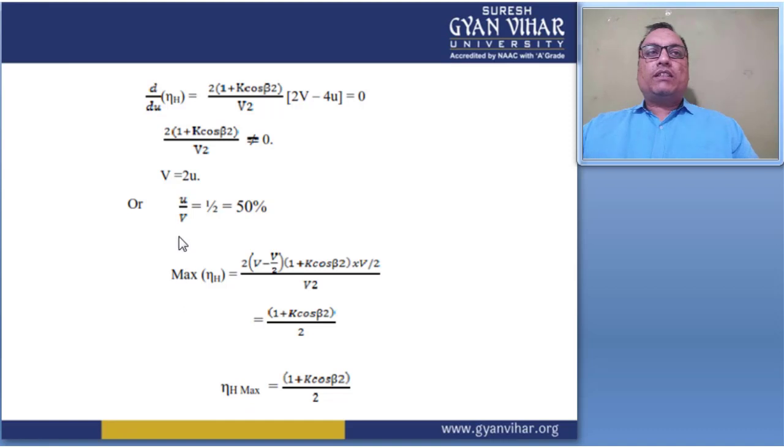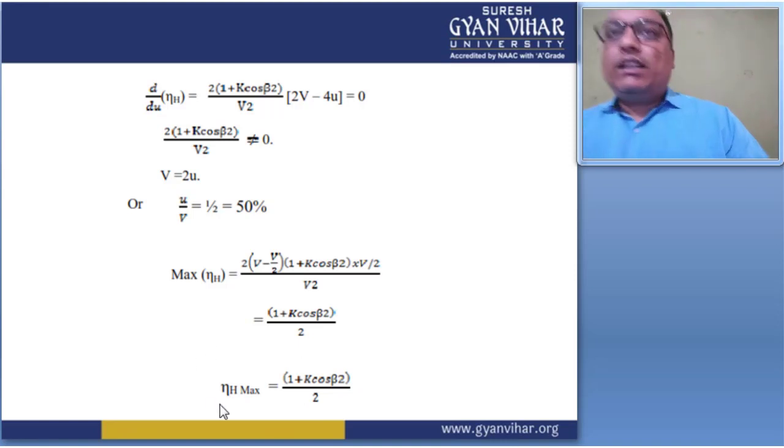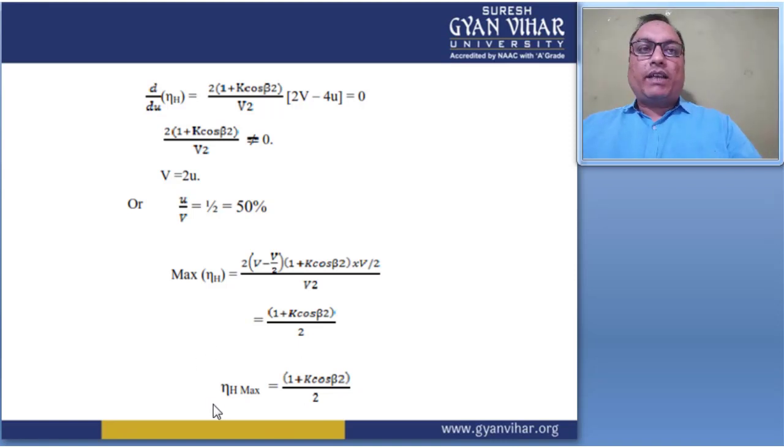So the maximum efficiency occurs here, at the 50% case. If I put this v = 2u value, or u = v/2, in here, I get one formula. This is the maximum efficiency formula for the Pelton wheel turbine: eta_h maximum equals (1 + k cos β2)/2. And then move to the next section of this lecture.